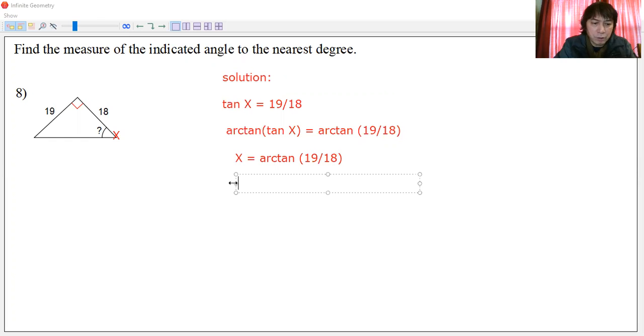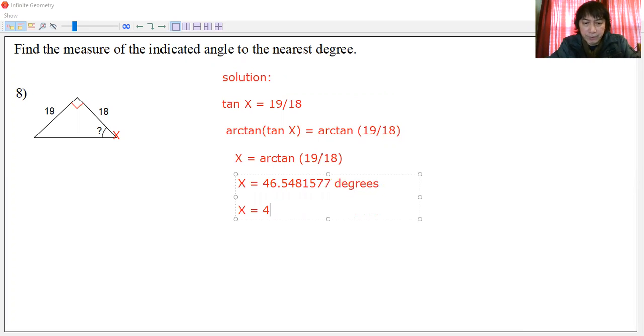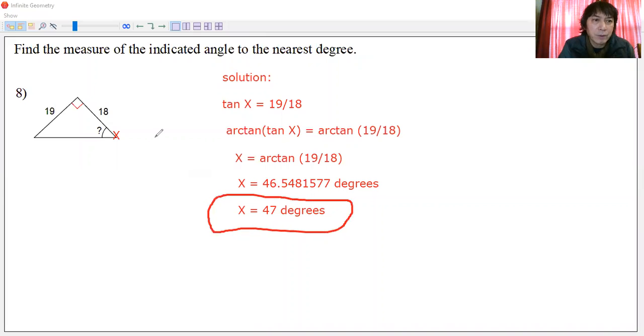And x is computed. X is equal to inverse tangent 19 to 18. All right, we have something like 46.5481577 degrees. And this will be rounded to the nearest degree. This will become 47. And this is our answer. Okay, so let's verify. Yes, it's 47. It's over here.